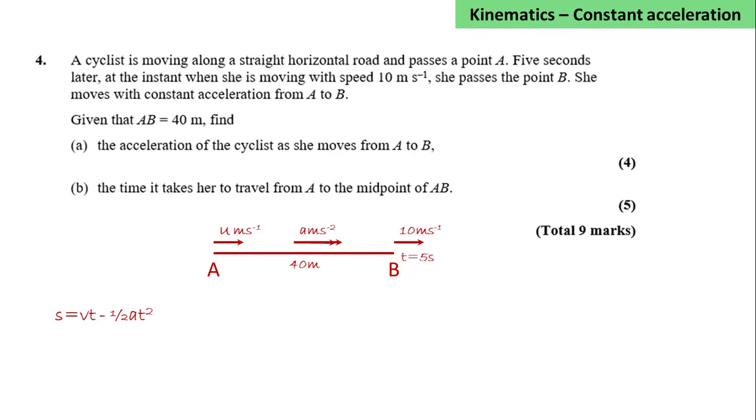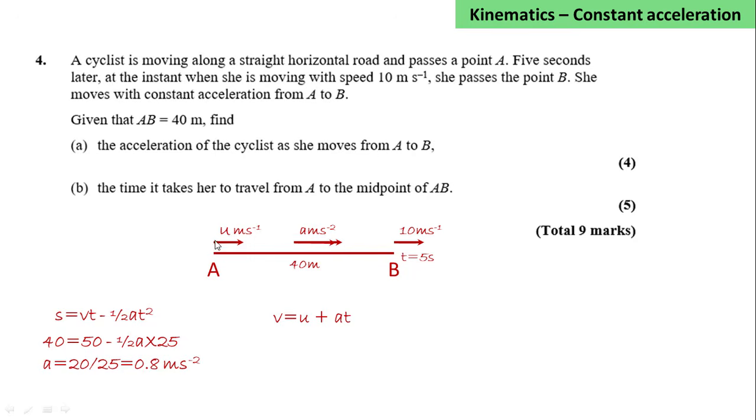So here we're going to use the suvat formula, s equals vt minus a half at squared. We're going to substitute s is 40, t is 5 and v is 10 to get this equation, from which we derive that a is 0.8 metres per second squared.